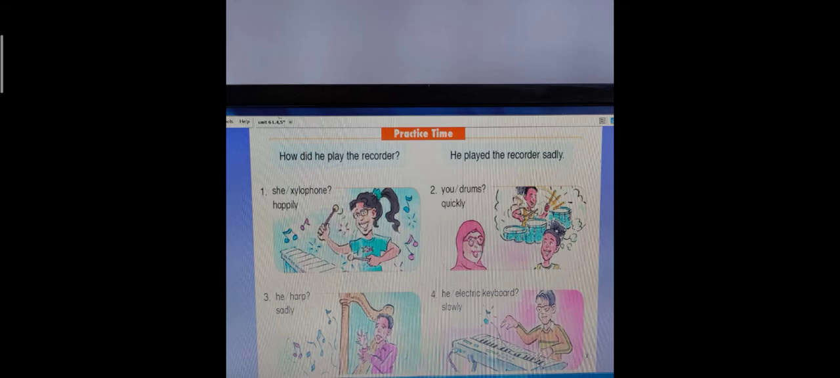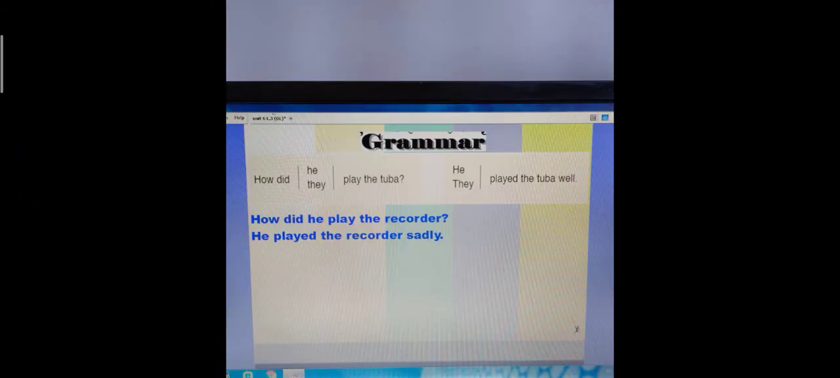In picture number 2, how did you play the drums? I played the drums quickly. In picture number 3, how did he play the harp? He played the harp sadly. So we use how plus did plus the subject or the subject pronoun plus the infinitive verb play, and then we put the musical instrument we have. Again, how did he play the recorder? He played the recorder sadly.